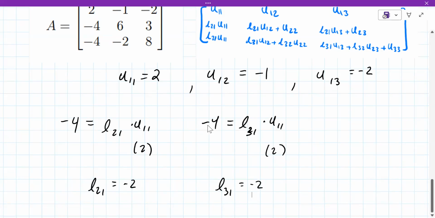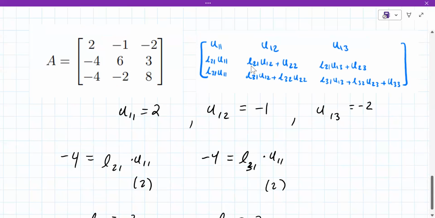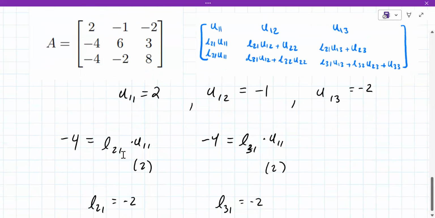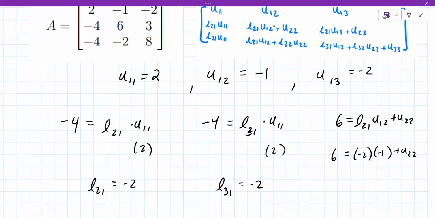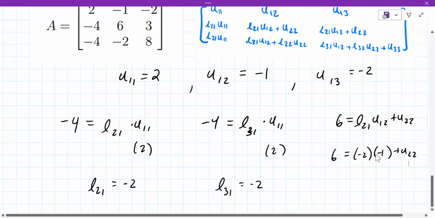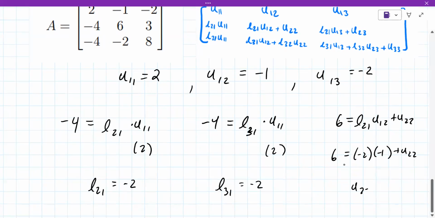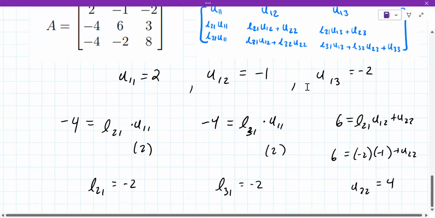Okay, now you look for your next equation. You're like, okay, do I have L21? Yes. Do you have U12? Yes. So we're going to use this equation to solve for the next one. So 6 equals L21 U12 plus U22. 6 equals L21 is -2, U12 is -1, plus U22. So this is 2, subtract, U22 equals 4.